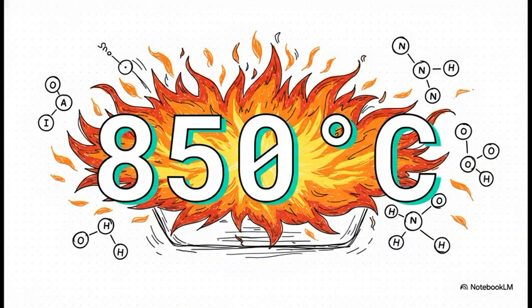Whoa, so the first step is intense. We are talking about heating a mix of ammonia and air to around 850 degrees Celsius. To put that in perspective, that is hotter than the surface of Venus. This crazy heat is what really gets the reaction going.